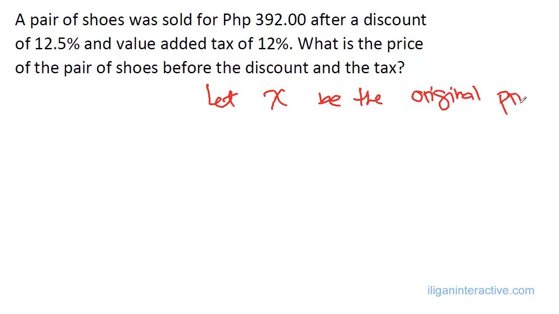Okay, now since we now have the X, this is what will happen. X, then you are given a discount of 12.5% of that one. So meaning minus 12.5% means 0.125 of X, right? So X minus that discount, and there will be a what?